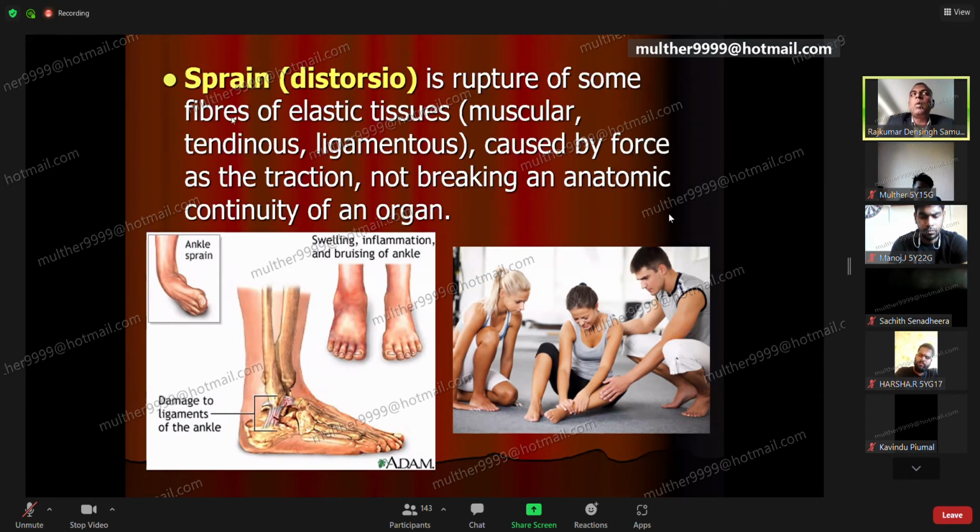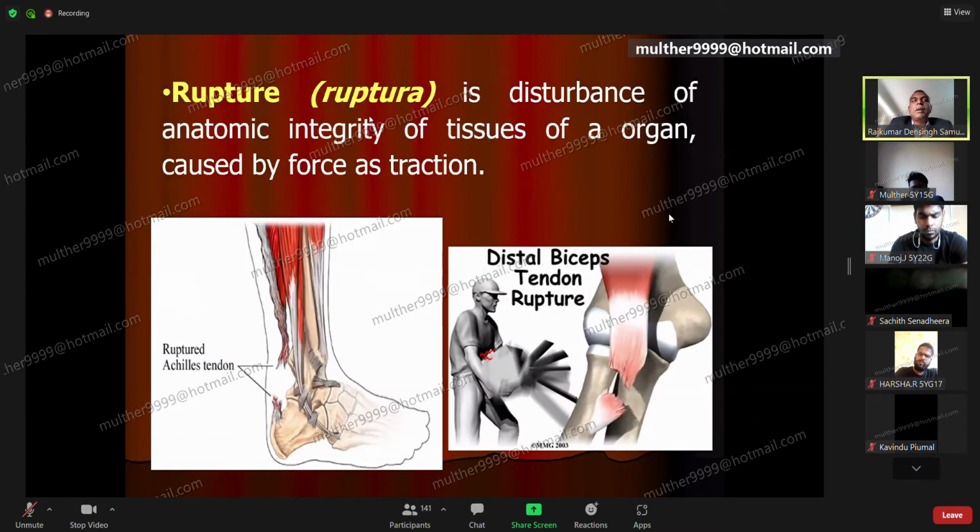First degree is when one third of the muscle fiber is lost. Second degree is when two thirds is lost, and third degree is a complete tear. It is called third degree of sprain. So I hope you will understand what a sprain is. Next, rupture. Just now I told you, when there is a complete tear of the elastic tissue, we use the word called rupture. Third degree sprain is equal to rupture.